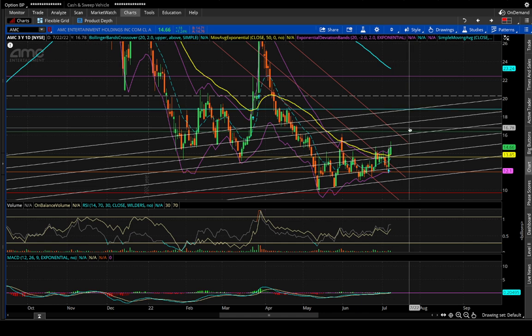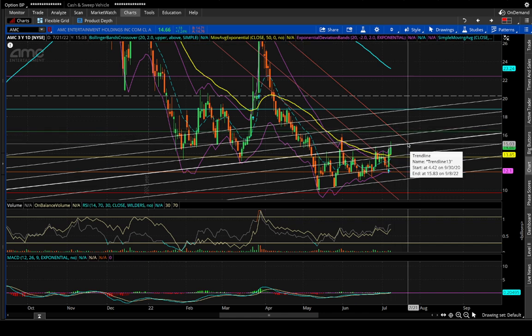I don't think we'll get dragged down with GameStop near as much, but if the broad market does drag down off the CPI, then yeah, we'll most likely close in the upper 15s, or potentially somewhere in this channel.